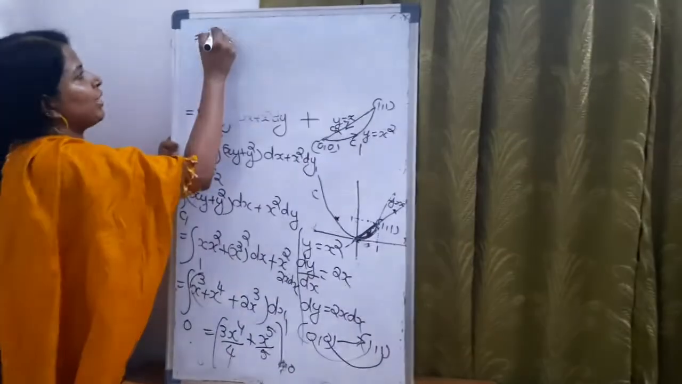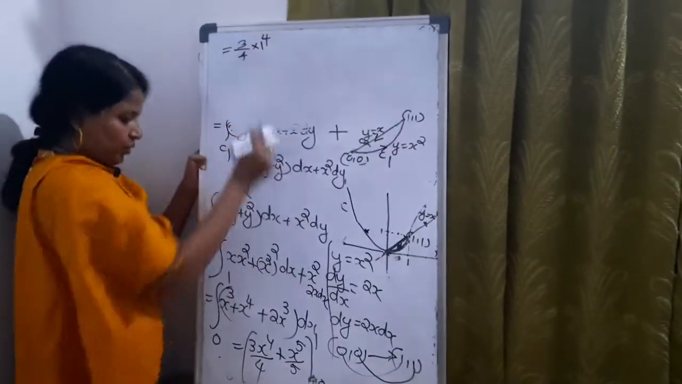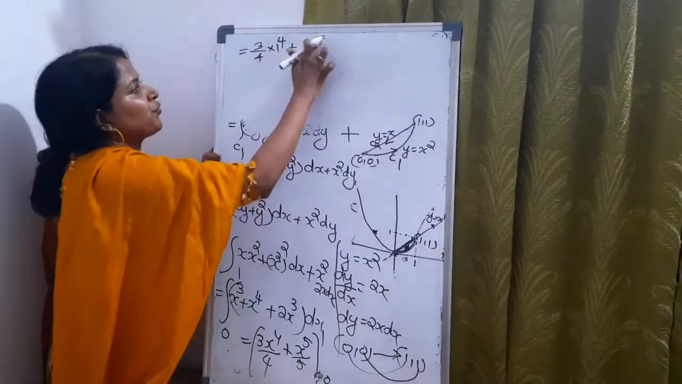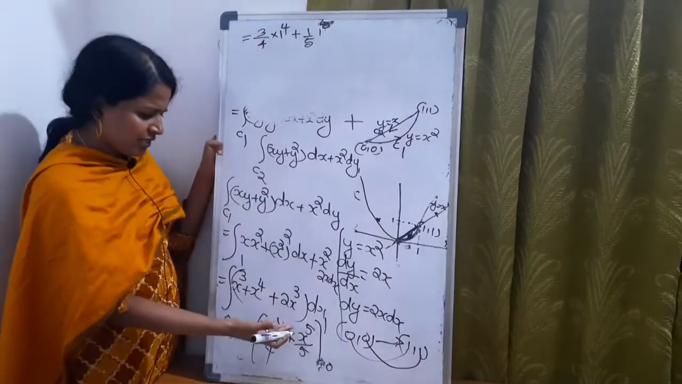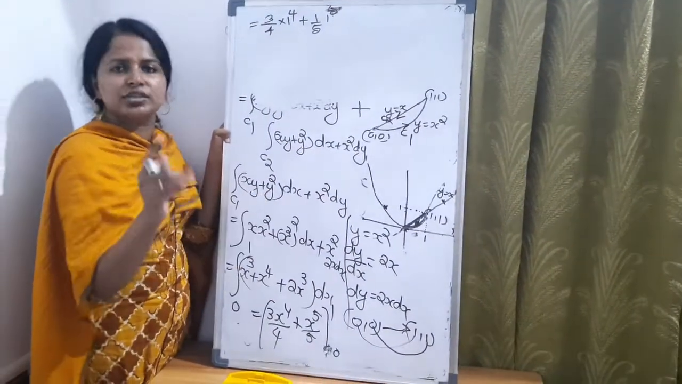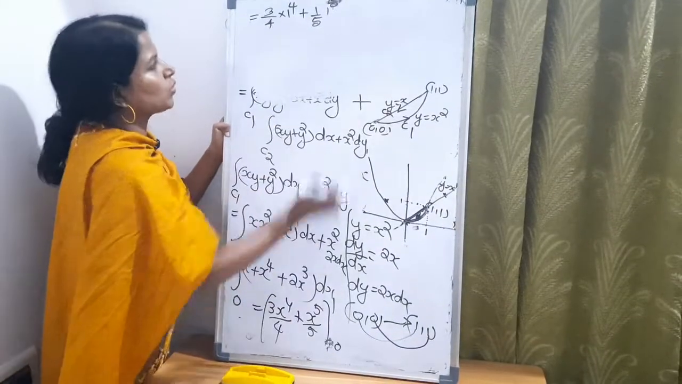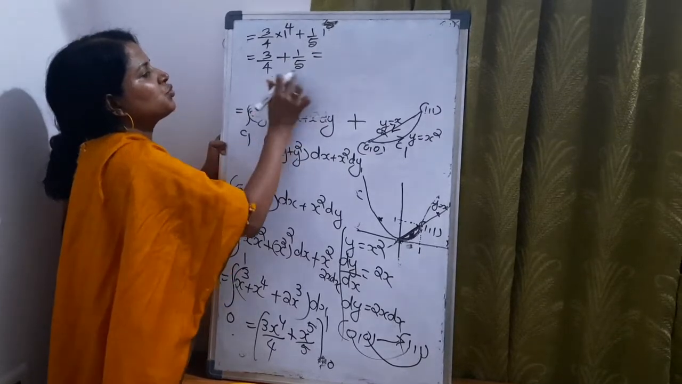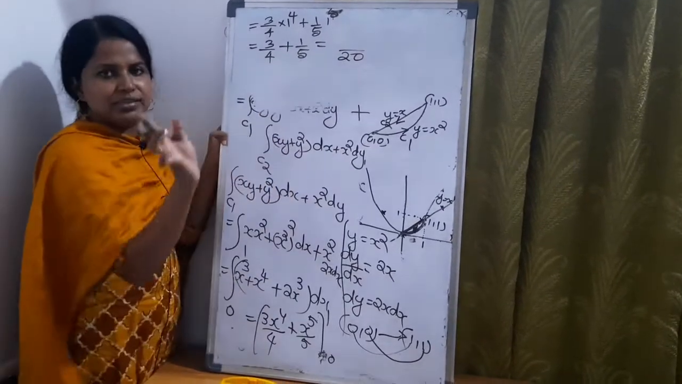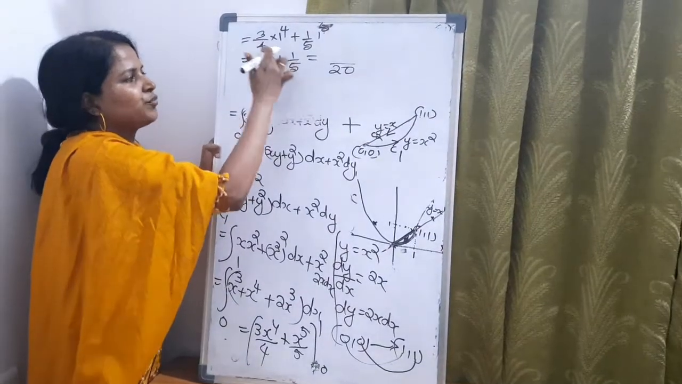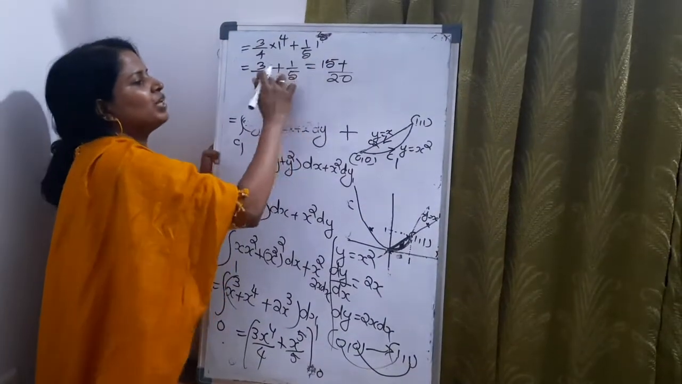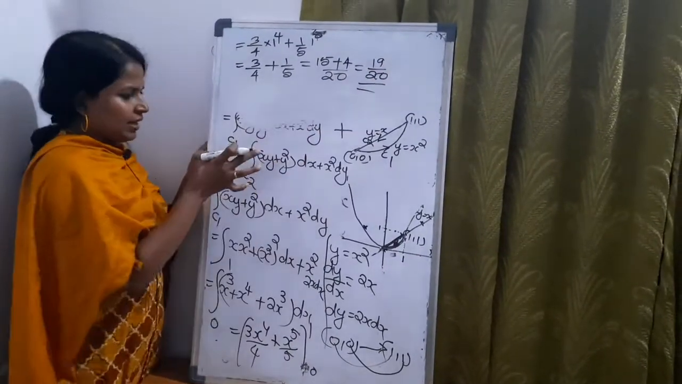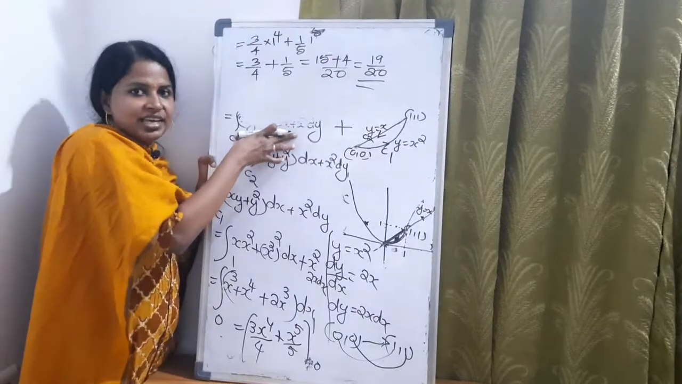Substitute the upper limit: 3/4 times 1⁴ plus 1/5 times 1⁵. That is, x equal to 1 means 1⁵ and 1⁴ are 1. Then the lower limit is 0. So 3/4 plus 1/5. The denominator is 4 times 5, which is 20. Then the numerator, cross multiply: 3 times 5 is 15, plus 1 times 4 is 4, gives 19/20. This is the answer of the first part, the integral over C1.